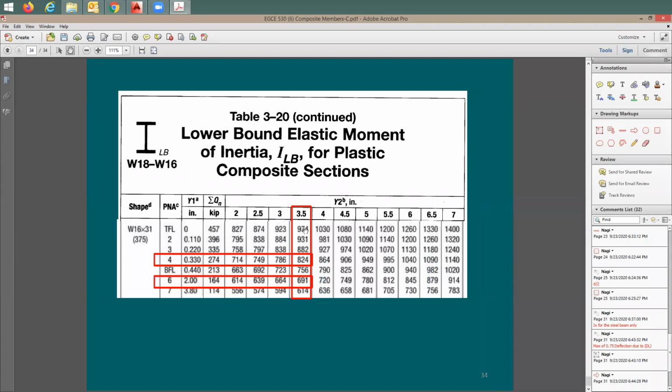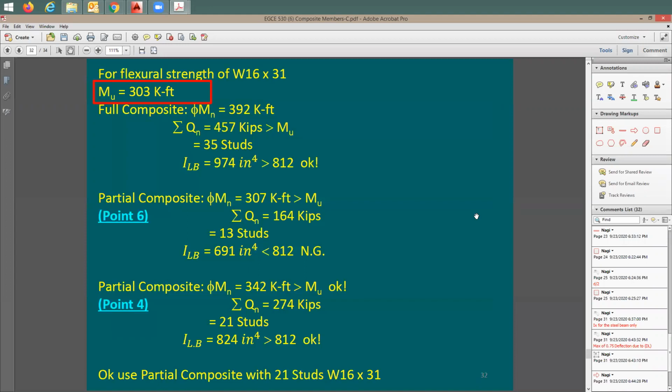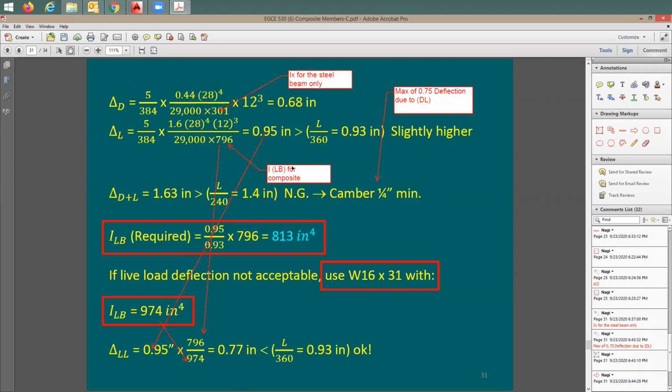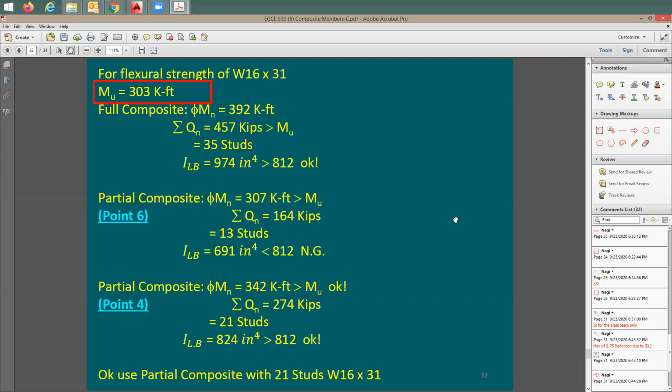So you see, I'm checking here the number of studs. At the same time, I'm checking phi Mn. Also, I check the deflection on this 974. So if you want to go with full composite, everything is going to be okay. Everything meaning phi Mn satisfied, deflection satisfied. Why? Because you need to have a minimum of 812 inches to the fourth. How this is calculated, I want you to go back here and figure this out. See this number here, this gives you the needed moment of inertia. So for full composite, everything is good.